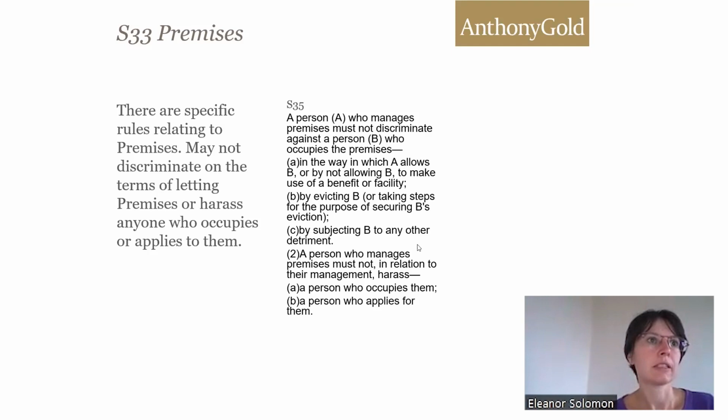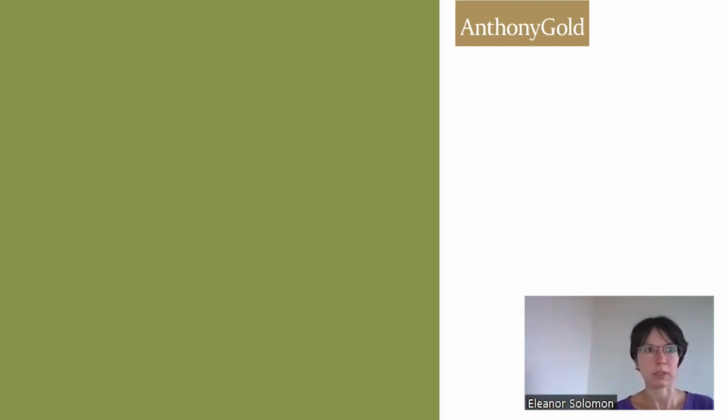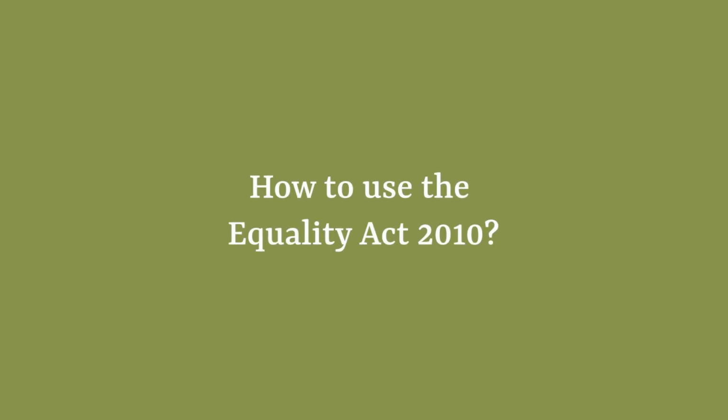So to go back to the act here, the landlord can't subject the protected person with a protected characteristic to any other detriment based on that. So basically, you just can't do anything bad to somebody that you wouldn't do to somebody else based on their protected characteristic. And you can't harass anybody who occupies the premises or anyone who applies to occupy the premises. So how do you use the Equality Act?